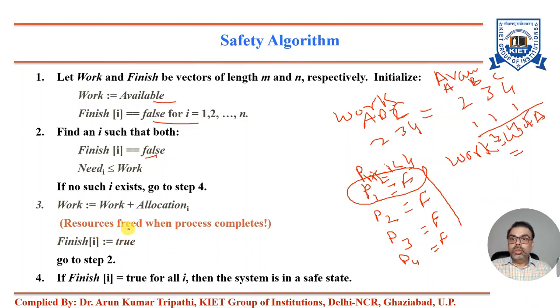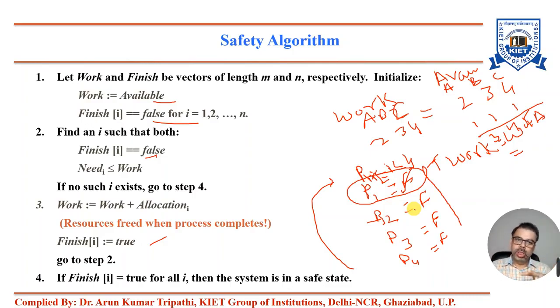Now, the resources are freed from the process completely. After completion I will release the resources that I have held. So the available resources in the system will be 3, 4, and 5. Once I have completed my execution, I will set my status as true and go for another loop. Again, check to find out if there is any process whose status is false. If yes, then again I will allocate the resources.